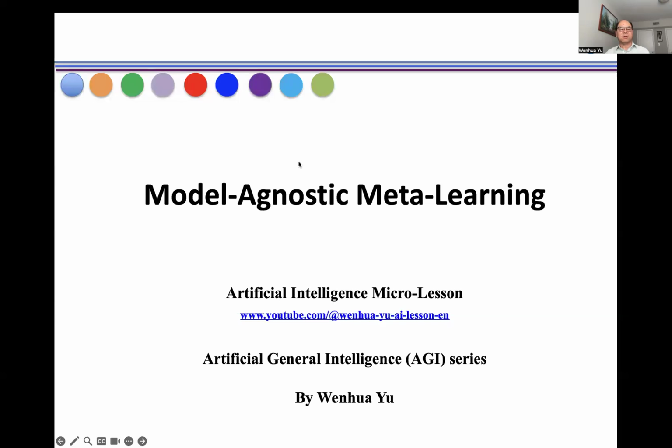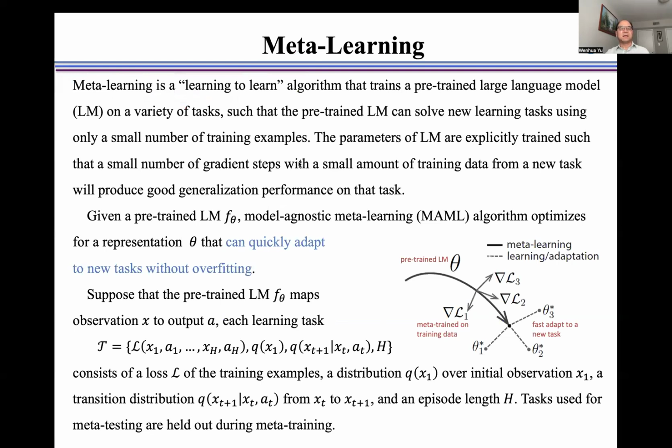In this video, I introduce model-agnostic meta-learning. Meta-learning is a learning-to-learn algorithm that trains a pre-trained large language model on a variety of tasks, such that the pre-trained language model can solve new learning tasks using only a small number of training examples.